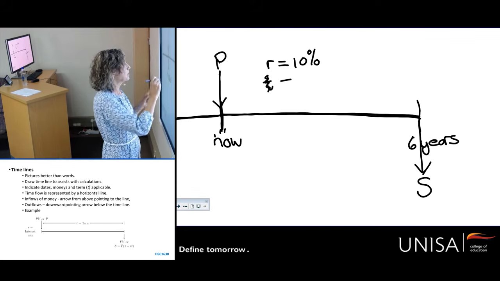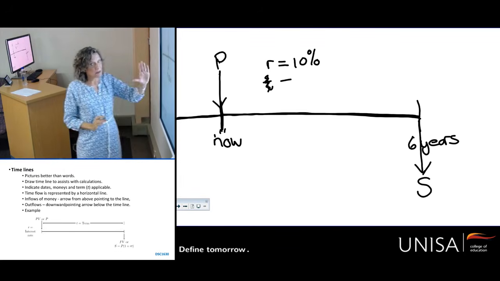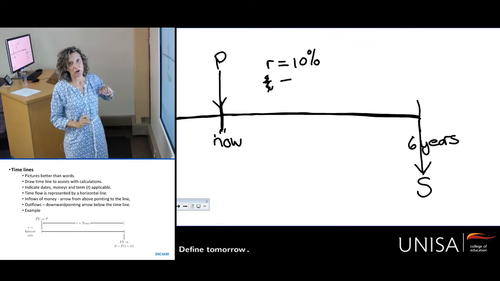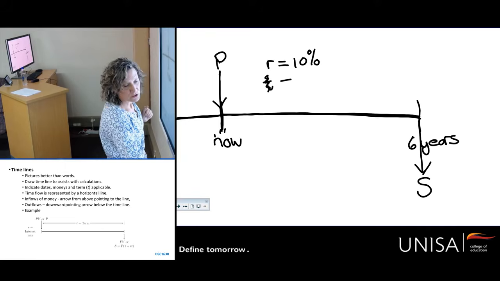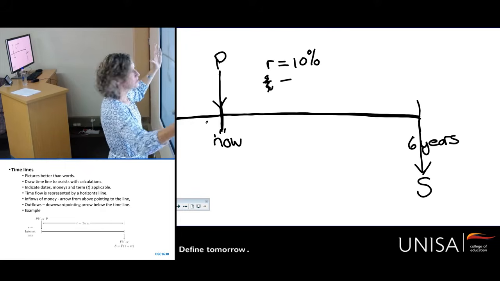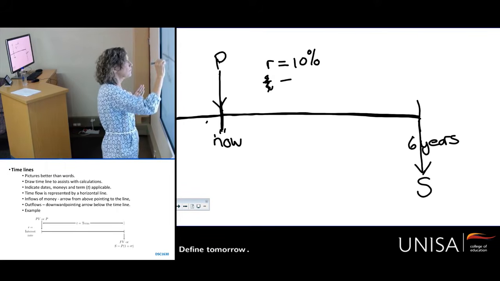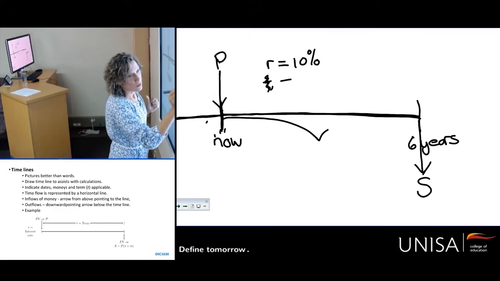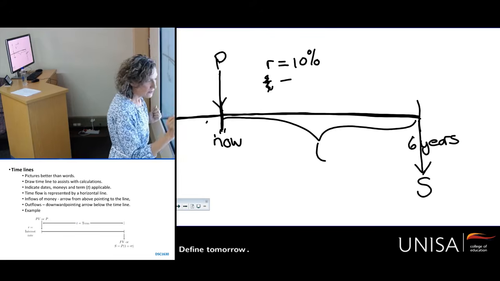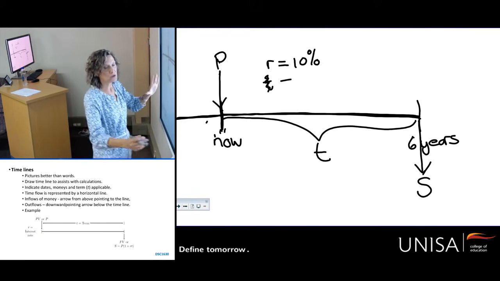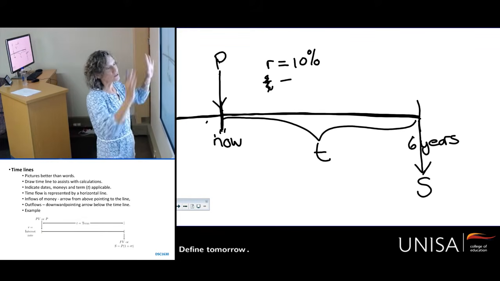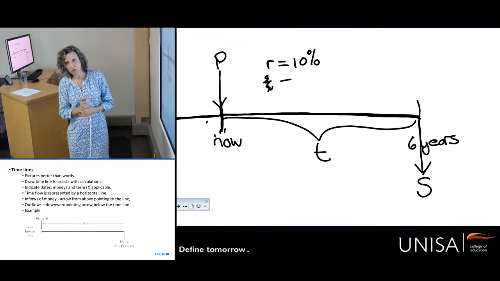And our time period then, depending from where to where you are working, let's say they give you your present value, and they want your future value, then your time period will be from here all the way to there. That will be your time period. Right. So very important, your timeline gives you sort of a summary of the problem you're working with.